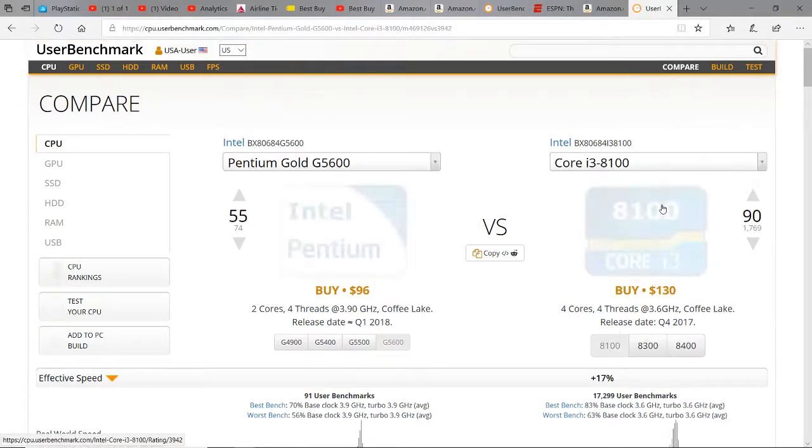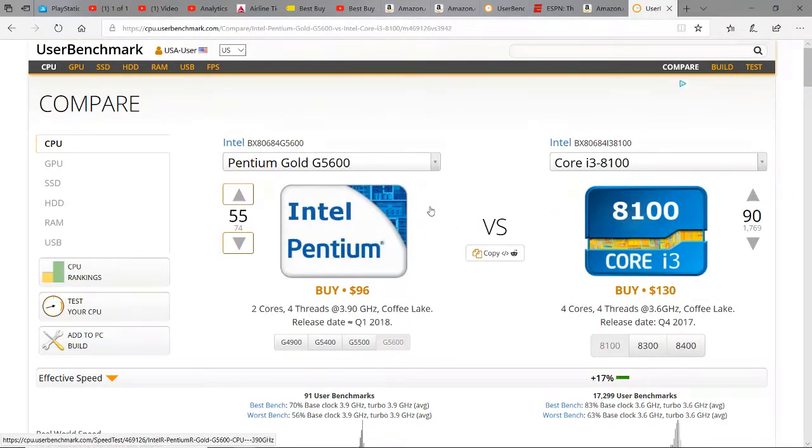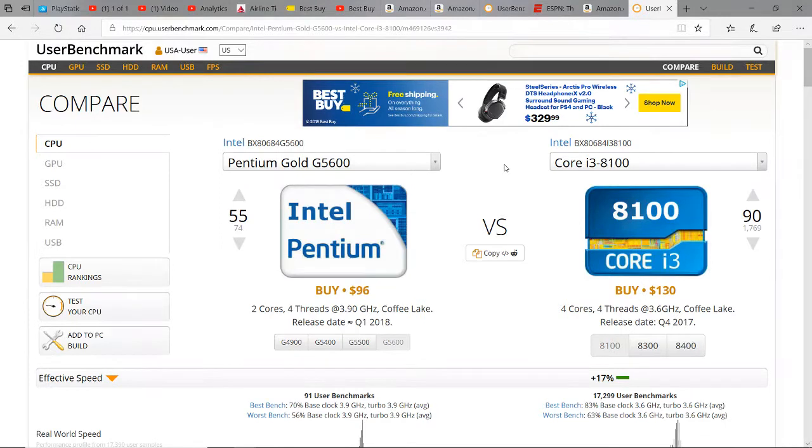And there are some really impressive i3 chips out there. The 8350K is a monster. It's really high up on the rankings. And for the money, it's probably the best value for a CPU right now.